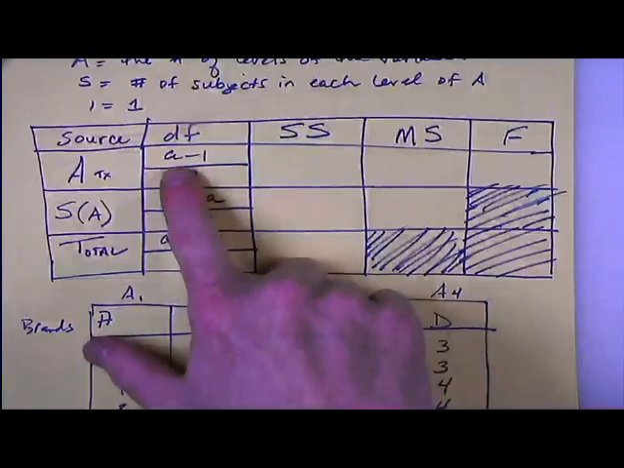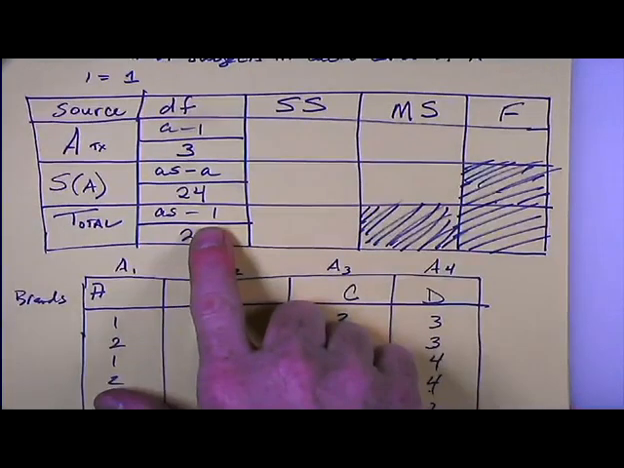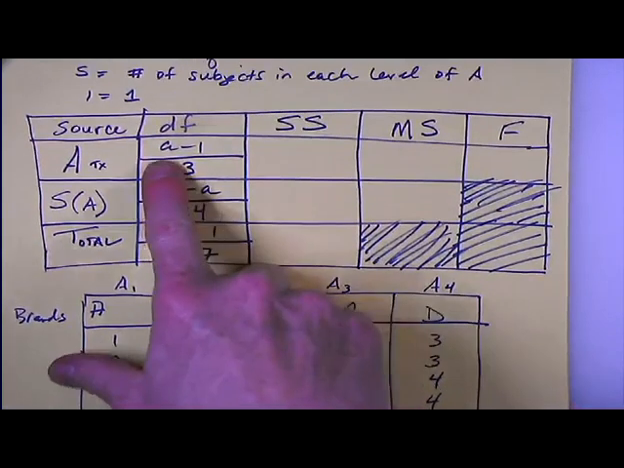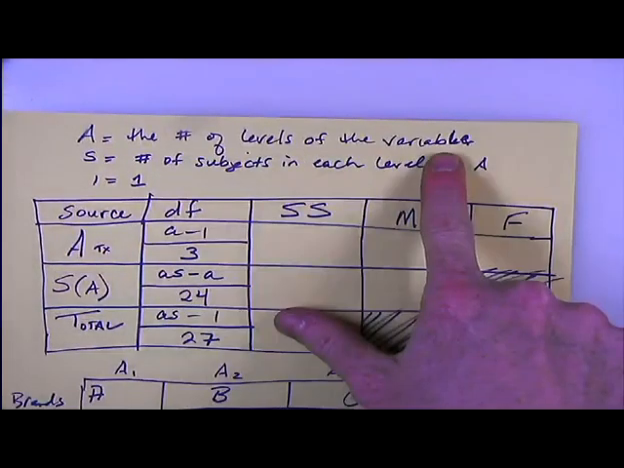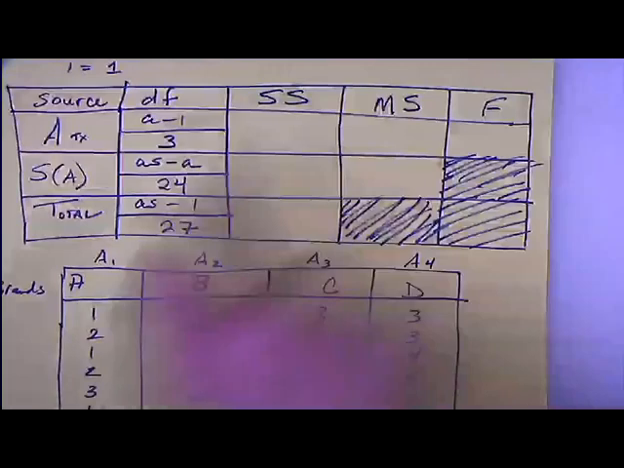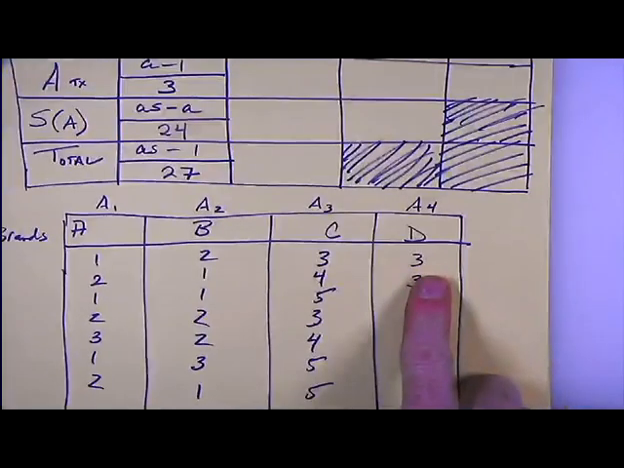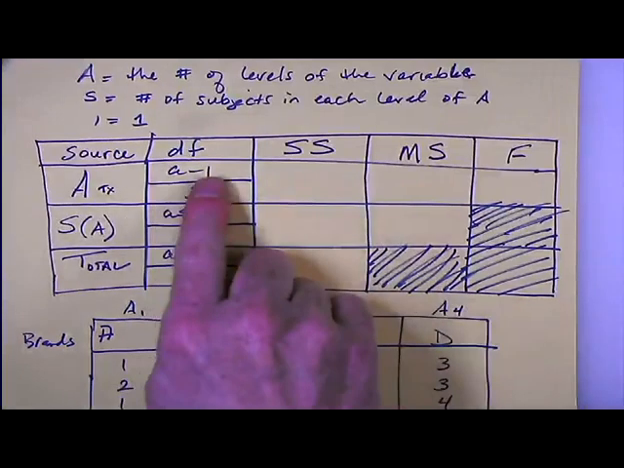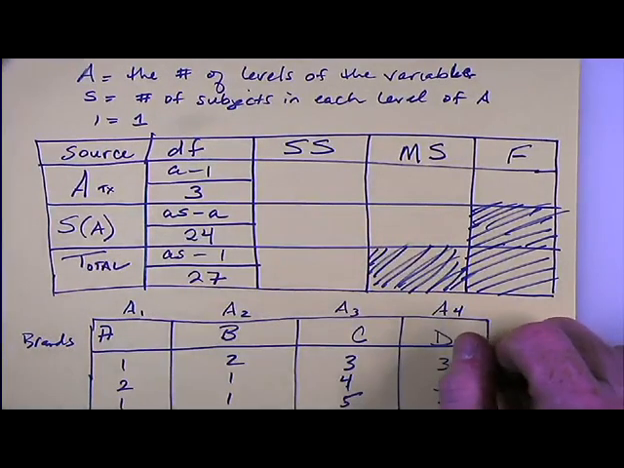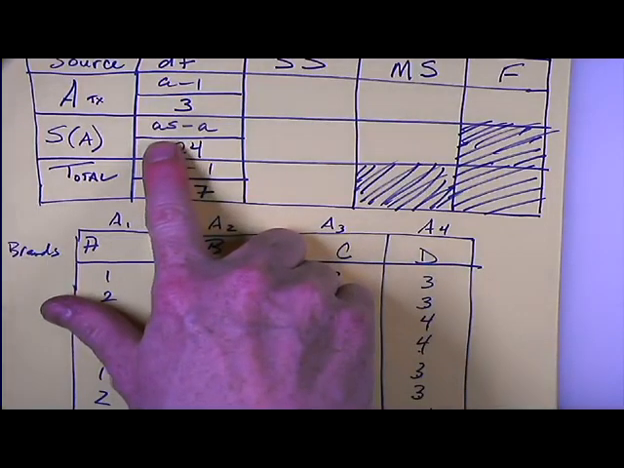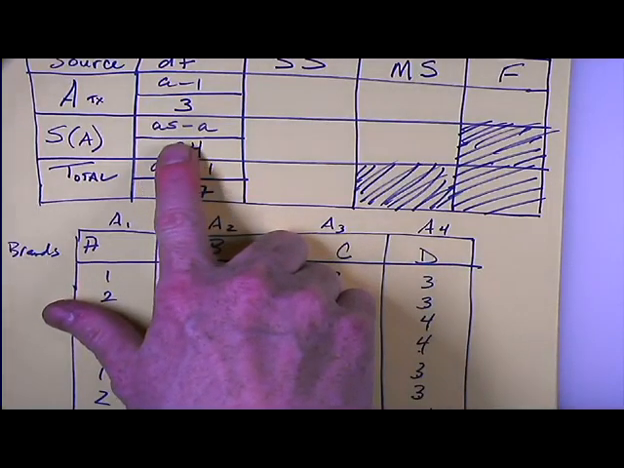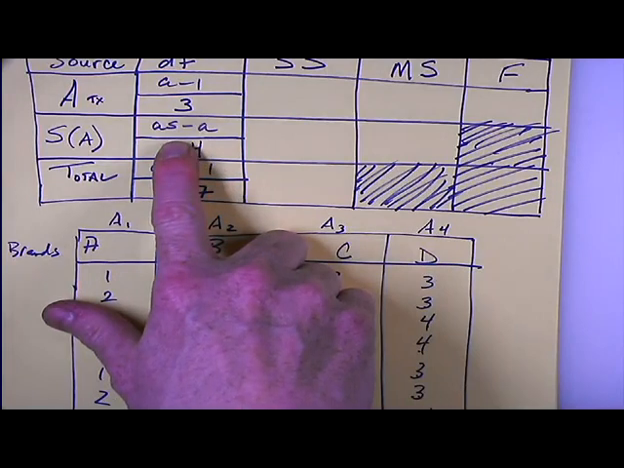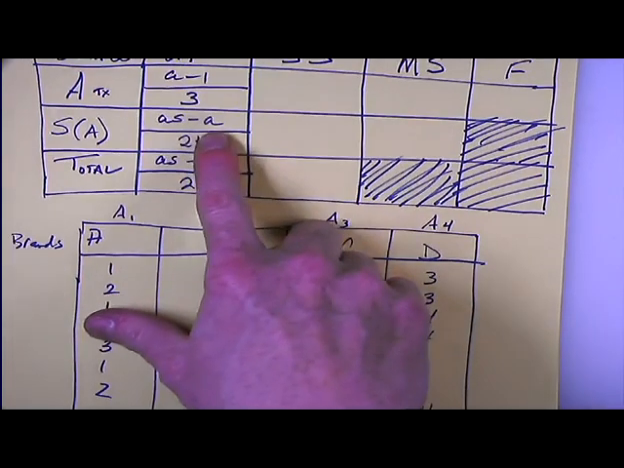So these are going to become little formulas. A is the number of levels of the variable. How many levels are there in this variable? 4. So what's 4 minus 1? And then the next one, AS: 4 levels times 7 subjects, 28, minus 4.